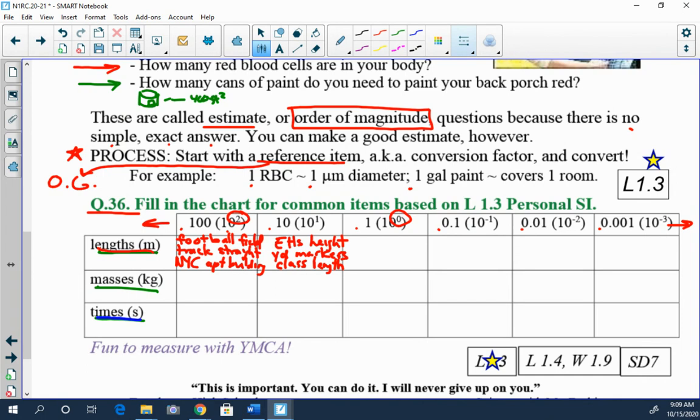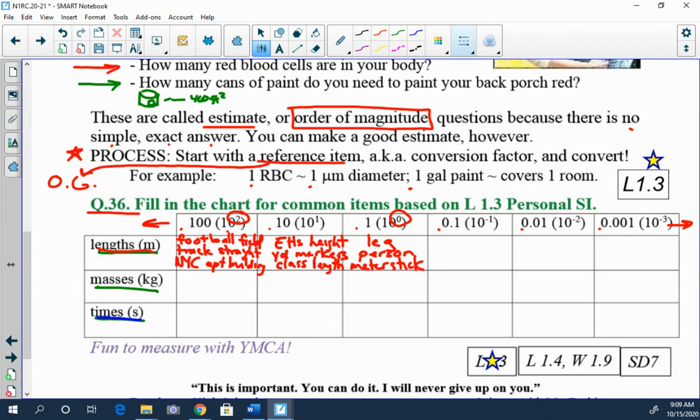All right. How about 1, which is 10 to the 0, order of magnitude 0 lengths? That's 1 meter. Well, your leg, a person themselves. A person is usually around 1.5 meters, so that's close to 1. Your leg, a person, arm, obviously a meter stick, plenty of things.